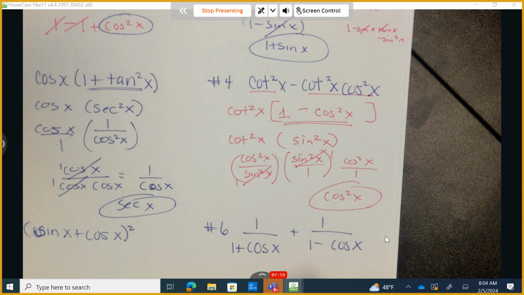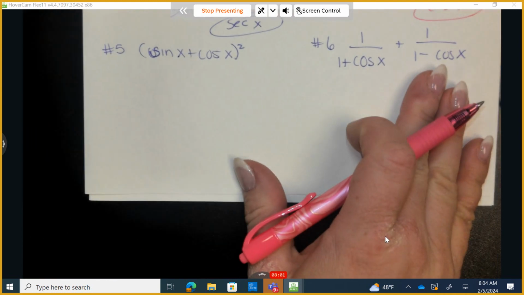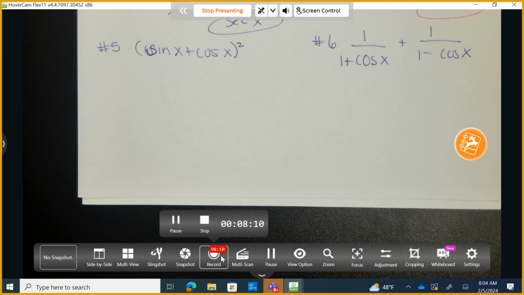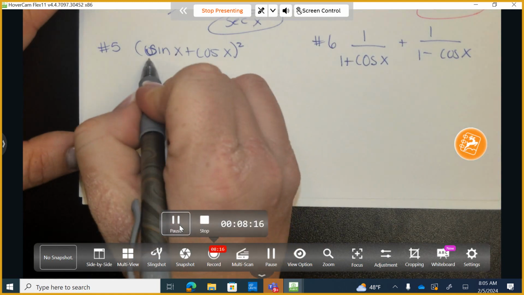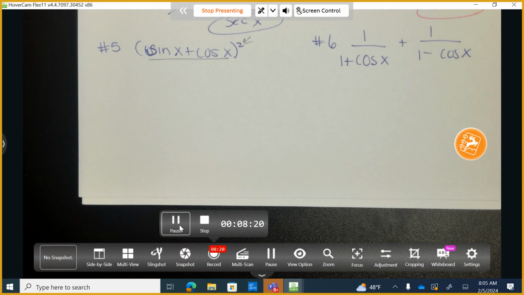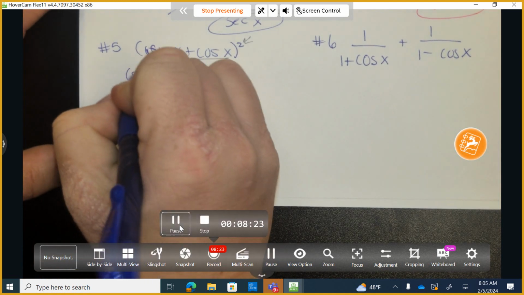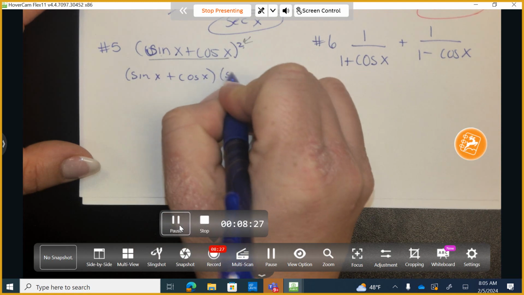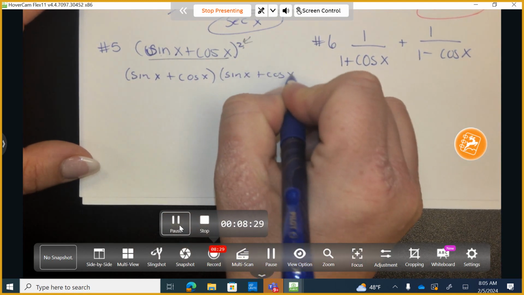Let's look now at number 5. Okay, I'm going to press pause, and I'm going to give you 30 seconds to see if you see how you could rewrite this. All right, so you ready? When we expand this out, we're going to write it twice. So on your paper, let's write this down twice. We have sine of x plus cosine of x twice times the sine of x plus the cosine of x.